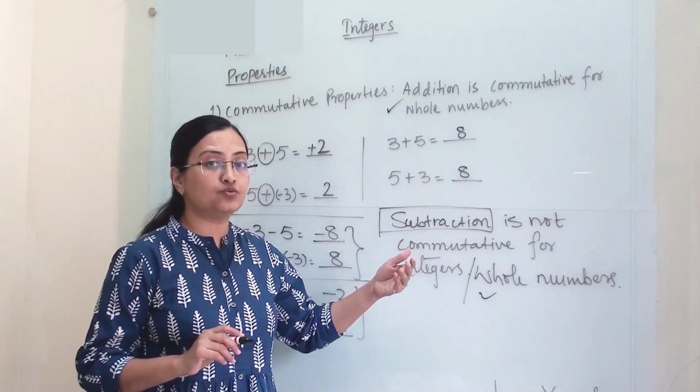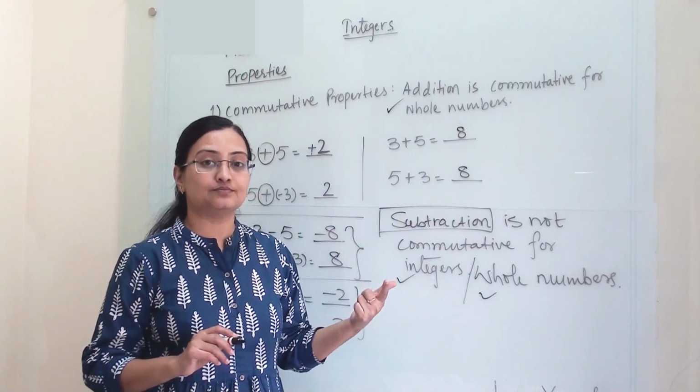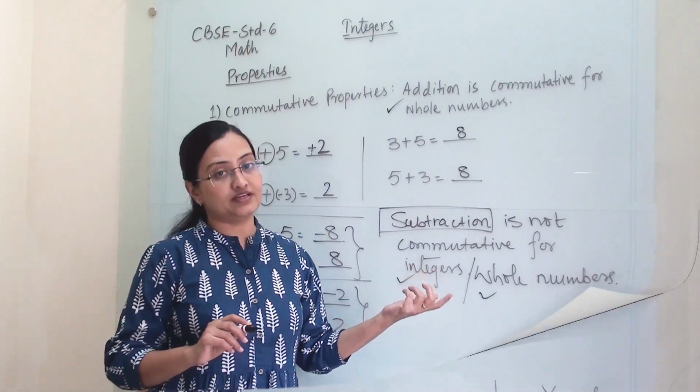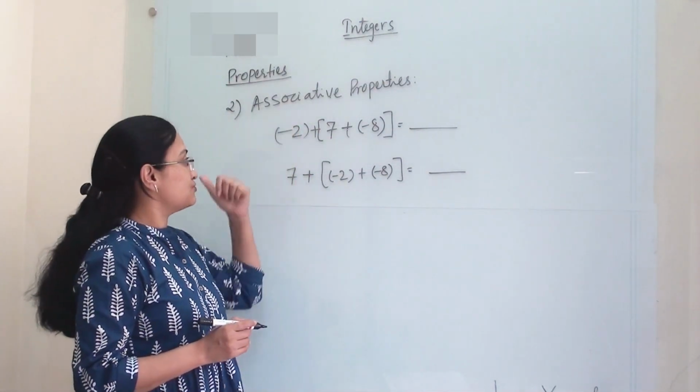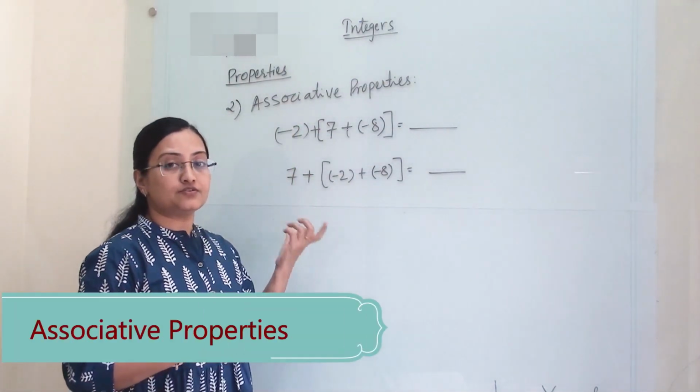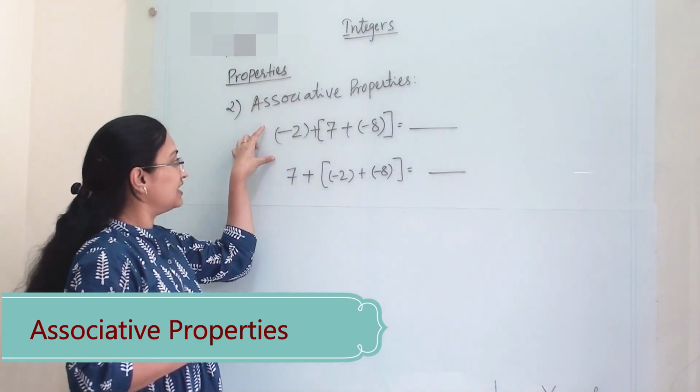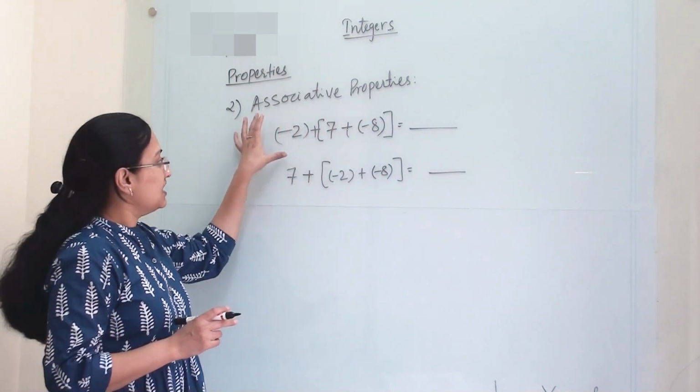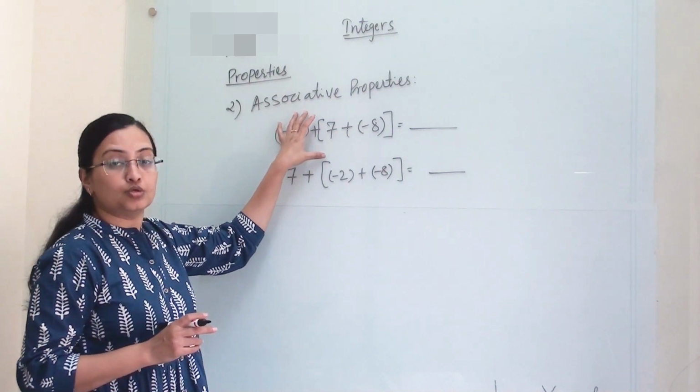Now moving towards our next property, that is associative property for integers. The second property is associative property. In associative property, here we have taken a group of numbers on which we want to do addition.